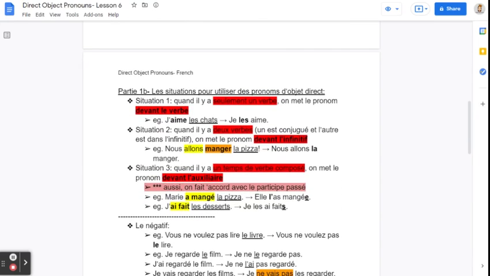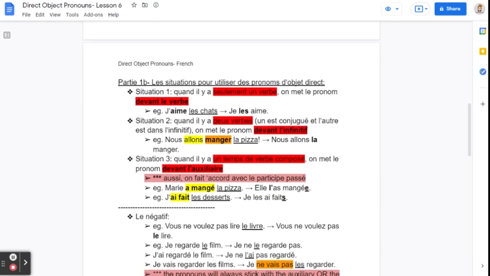Partie 1b, les situations pour utiliser des pronoms d'objet direct. So here we're getting to the procedure and the situations of how you can put direct object pronouns in a sentence. Situation 1 is when there is only a verb: you're going to put the pronoun before the verb. For example, j'aime les chats would convert to je les aime. Our only verb in the sentence was aime.